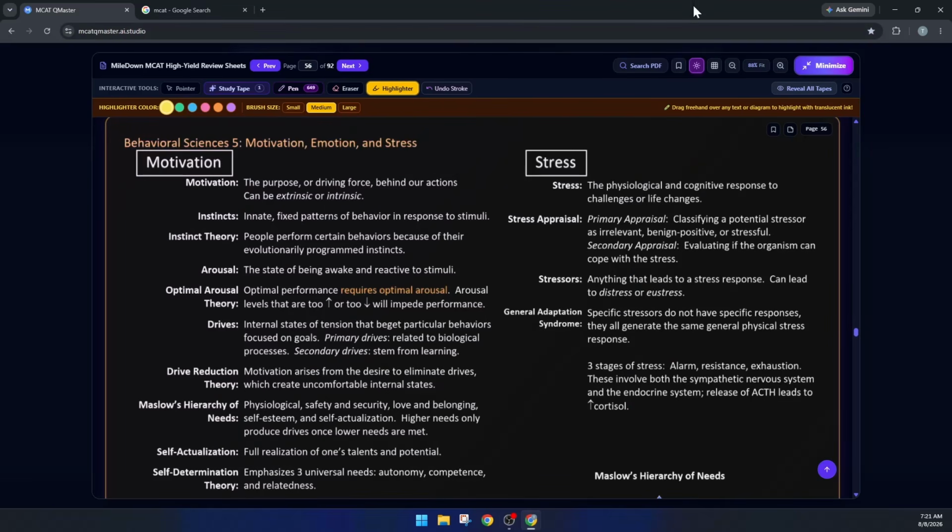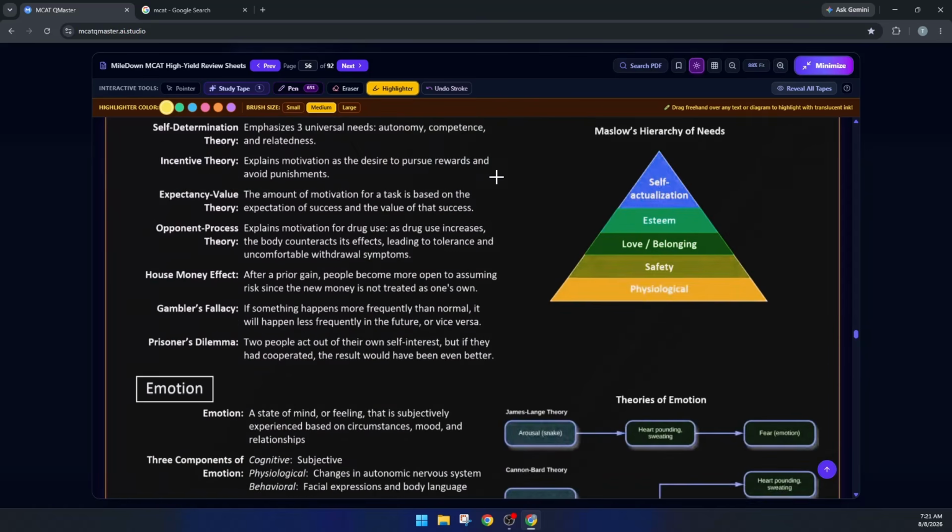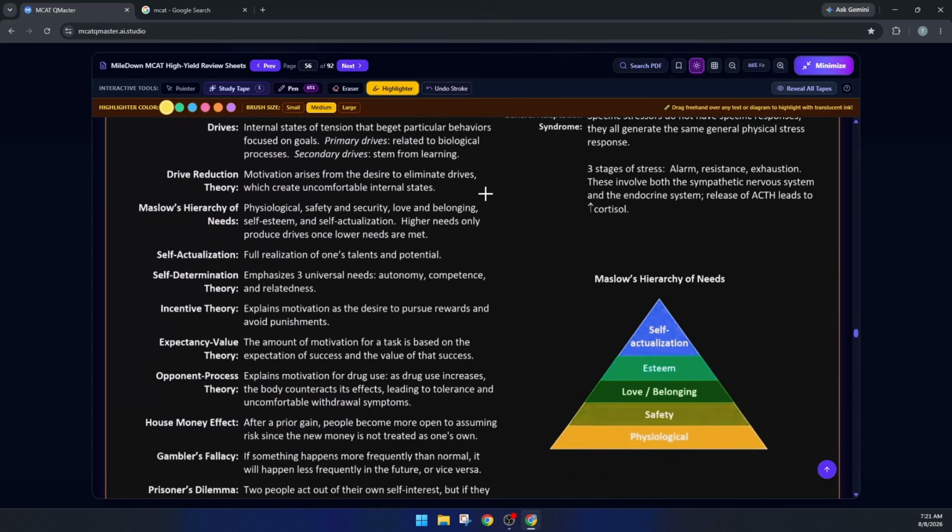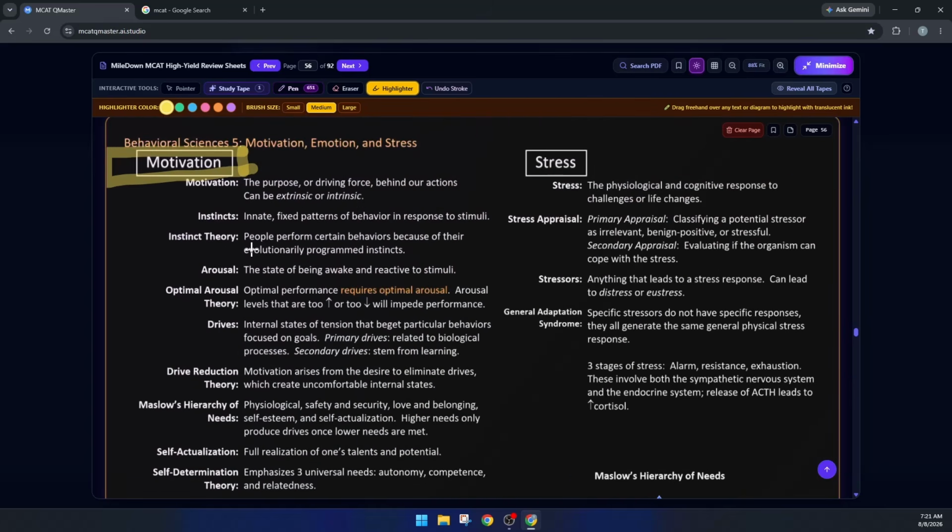Okay, so we left off on behavioral sciences 5, motivation, emotion, and stress. So first we'll tackle motivation. So the point of this chapter is to look at people's motivators, their emotions, why people do the things they do, and the theories that psychology has come up with for motivators.